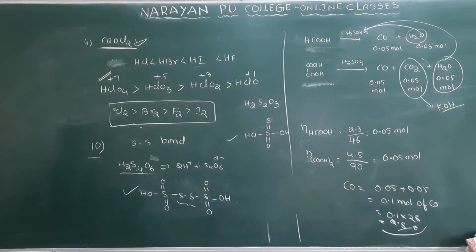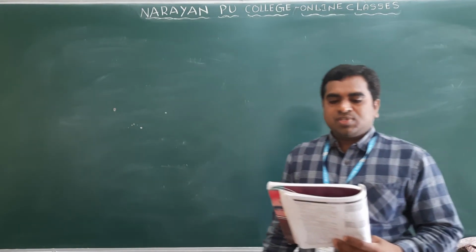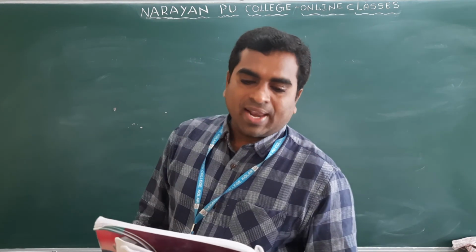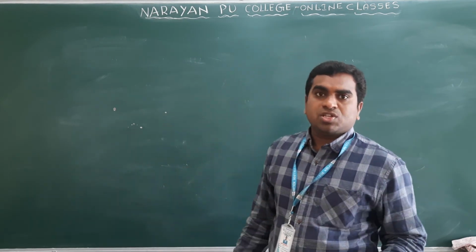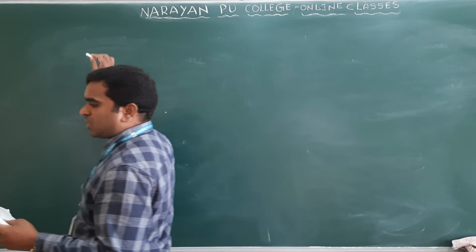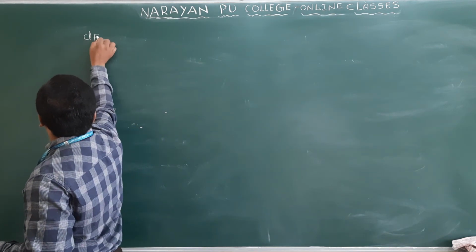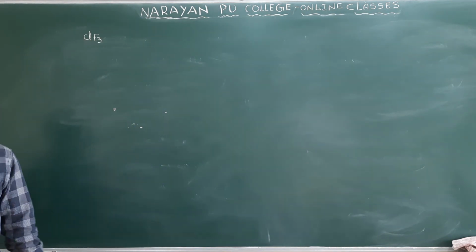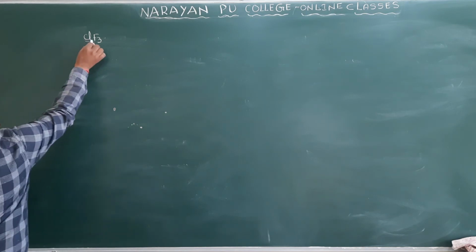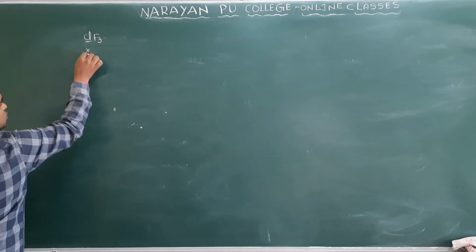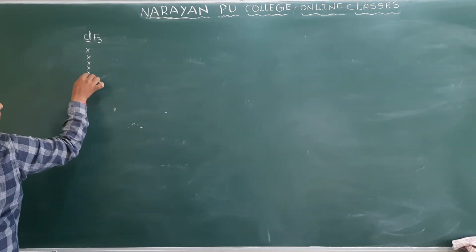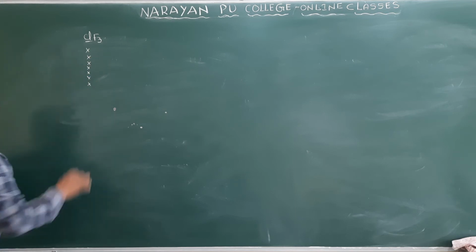Question number 13. In the structure of ClF3, the number of lone pairs of electrons on the central atom. See, they are asking about lone pairs. I already mentioned how to calculate this. This is Cl and F3. Clear now? So what is the central atom here? Chlorine. Chlorine belongs to which group? Group 7, so how many electrons do you have to write here? 7 electrons you write. Clear now?